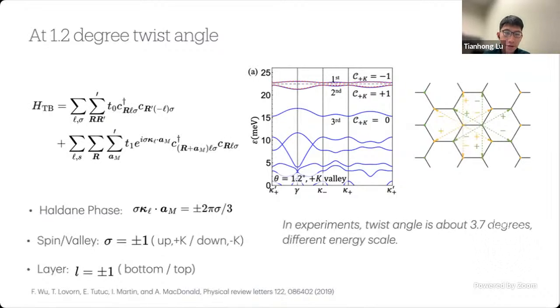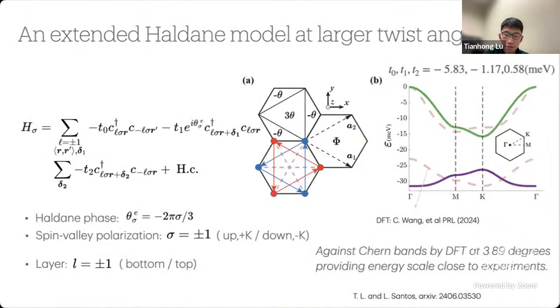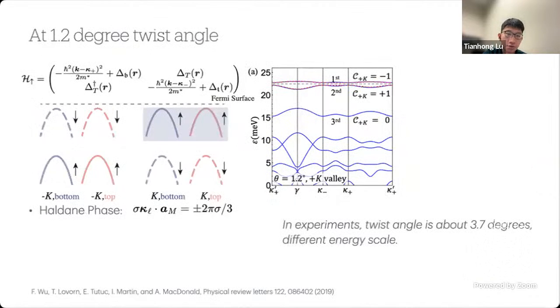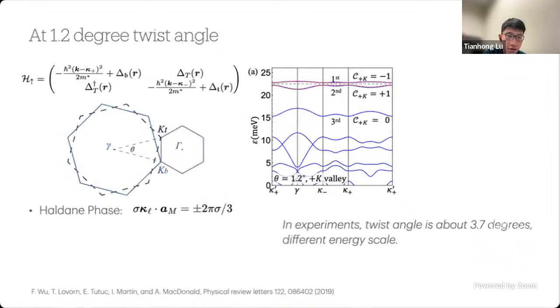Because in the MoTe bands at 1.2 degree twist angle, the top two bands are pretty flat. The bandwidth is maybe less than 4 meV. But once you increase the twist angle, the bandwidth will increase greatly. So that gives a different energy scale. But nevertheless, the model here captures the correct topology and the energy scales for that specific angle.